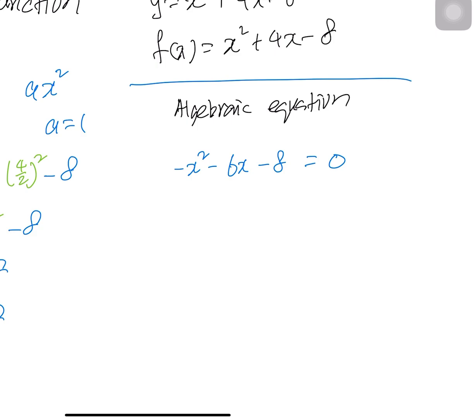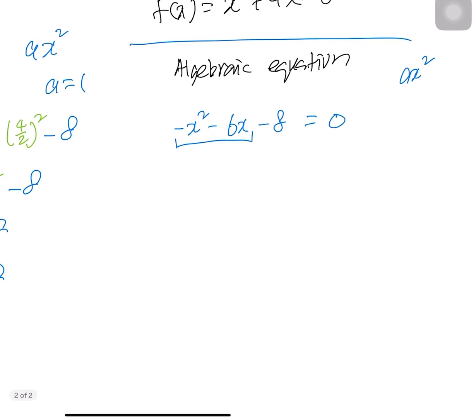So how should I go about doing it? Same thing: when you do completing the square, we are just dealing with the x squared and the x term. So I need to make the coefficient of x squared positive. Since it's negative 1, I will factorize out negative 1, and that will become x squared plus 6x. My minus 8, I just leave there. Now let's do the completing the square, using only the x squared and x terms.